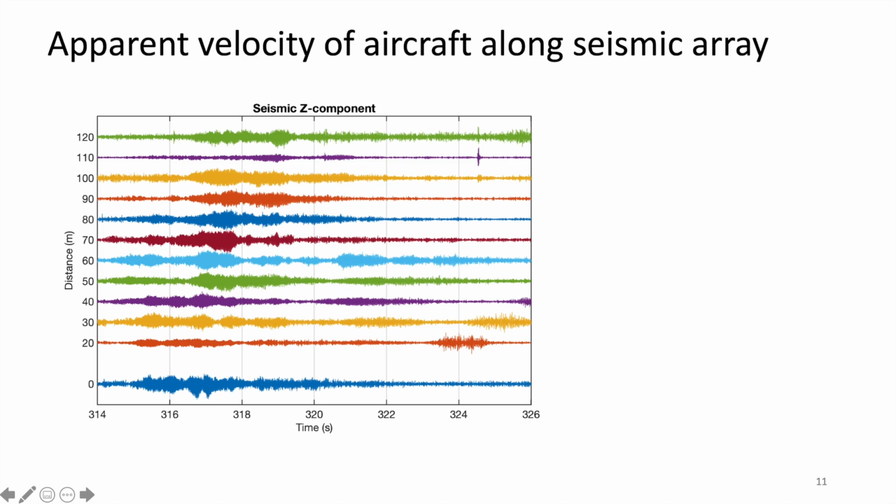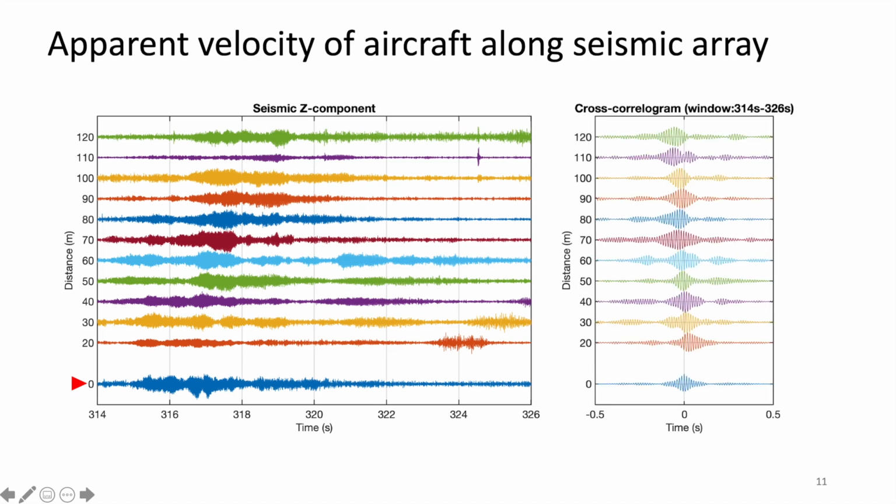Taking this channel as the master channel and applying cross-correlation between this one and the other ones, we can get the cross-correlogram on the right panel. By linear fitting the arrival time of the aircraft's main energy, we can get its apparent velocity along the seismic array, which is 1,308 meters per second. It is very large because of the angle effect.